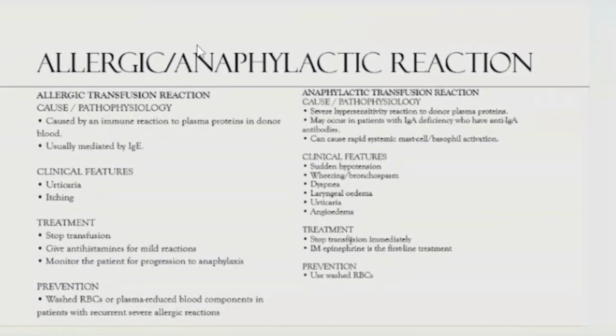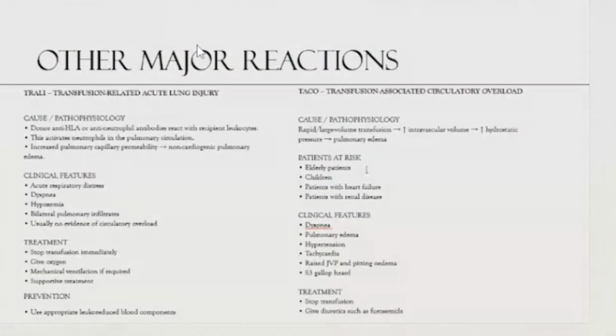And the treatment for this is, again, you stop the transfusion and you give IM epinephrine. As we know, epinephrine is a sympathomimetic drug. It will go and bind to the beta 2 receptors. It will stimulate the beta 2 receptors in your bronchioles and will cause bronchodilation. And as I said, for prevention, you give washed red blood cells. You wash the blood and remove all the plasma proteins, especially IgA, so that this anaphylactic reaction does not occur.